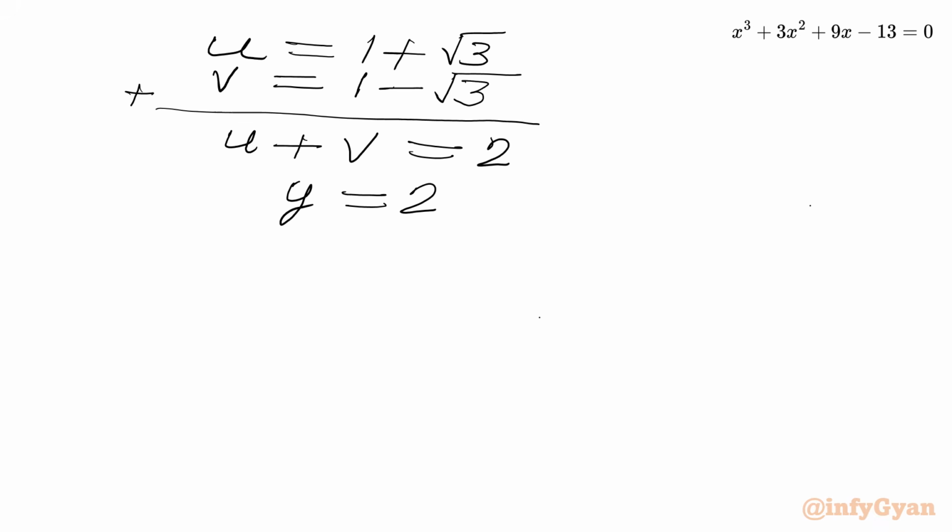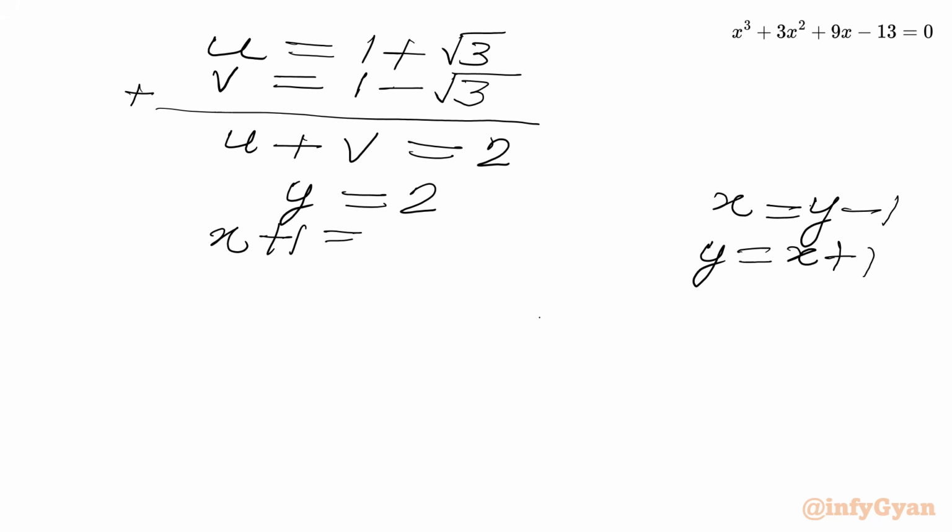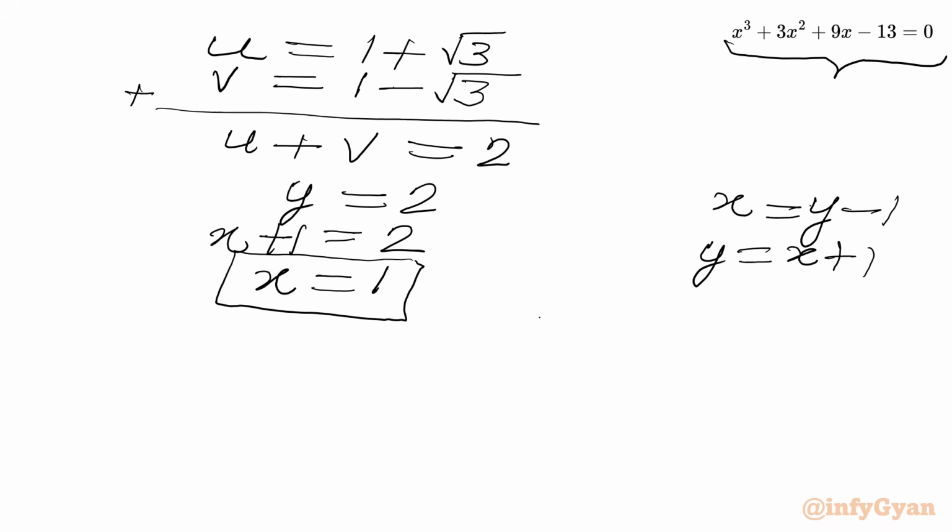Our substitution was x equal to y minus 1. From here I can write y will be equal to x plus 1. So in place of y we can write x plus 1 equal to 2. By subtracting 1 from both sides, we will get x equal to 1. So we have the first real solution, x equal to 1. Here we have a cubic equation, so we have to find the remaining two roots. I am going to use the remainder theorem.